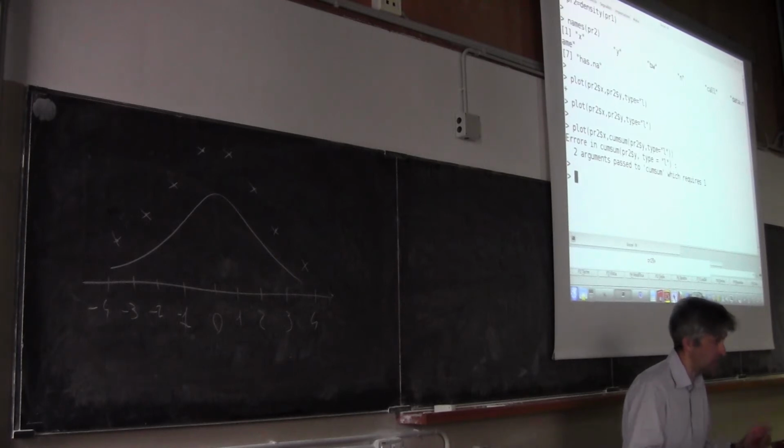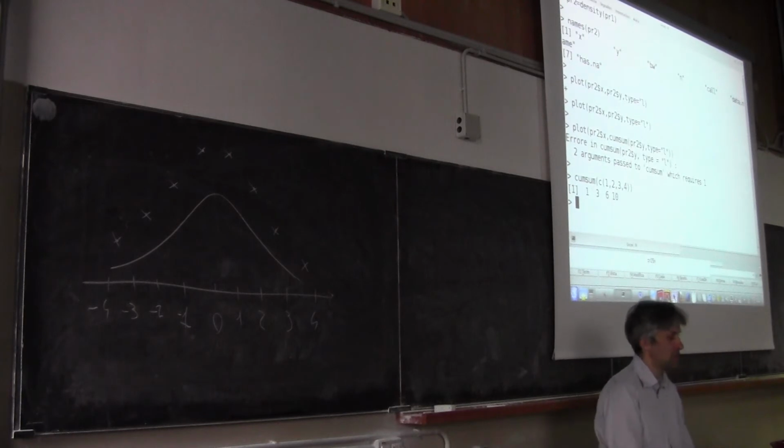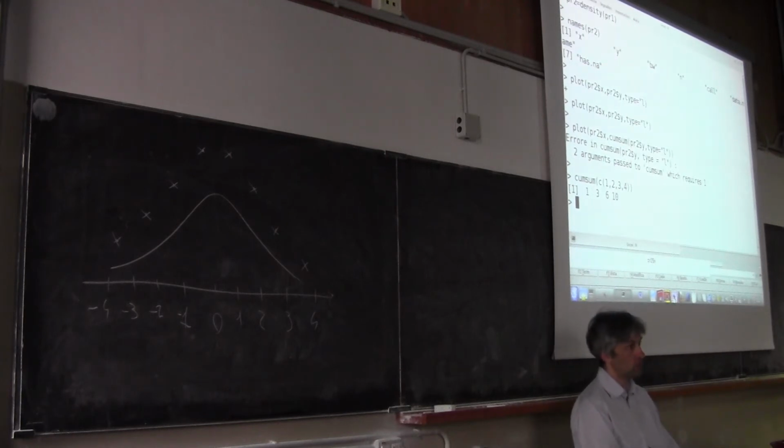Sorry, I made a mistake. Let me explain what the cumulative sum is. It's intuitive. If you want to compute the cumulative sum of this vector, 1, 2, 3, 4, you get this result. So you can understand what the cumulative sum is. It's the integral. You see, 1 plus 2 gives 3, 3 plus 3 gives 6, 6 plus 4 gives 10.